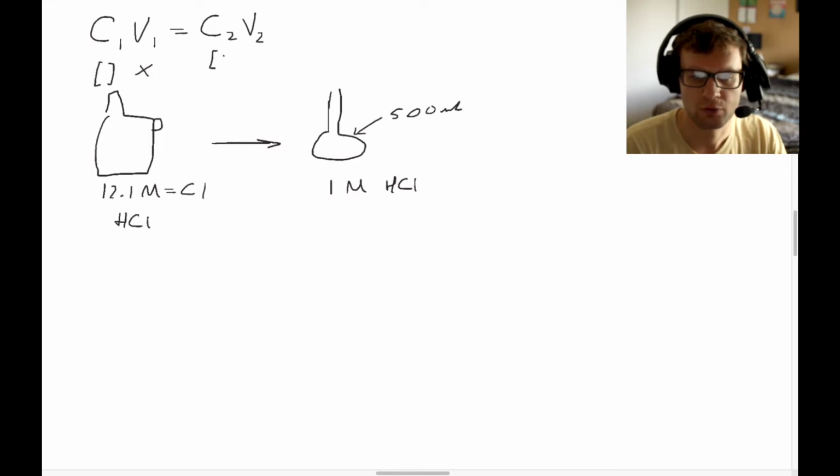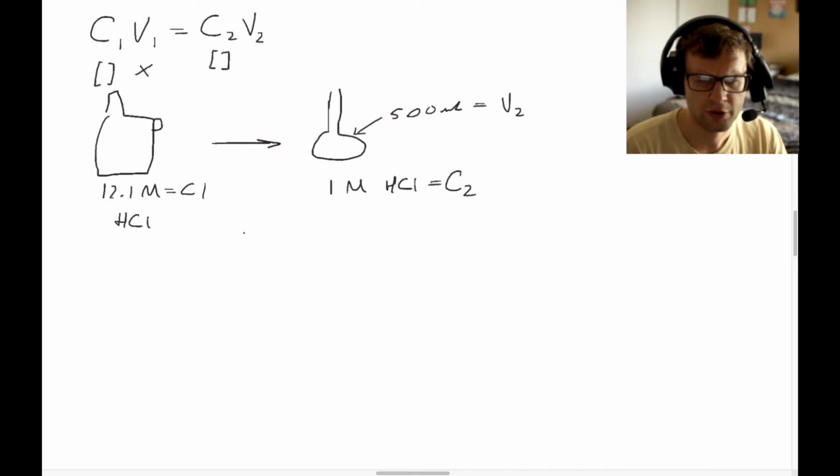C2, of course, would be the concentration that we want to have. So 1 molar hydrochloric would be our C2. And our V2 would be what volume do we want. In this case, that would be 500 milliliters. So this is the volume that we want. So we go ahead and plug this into our little equation.